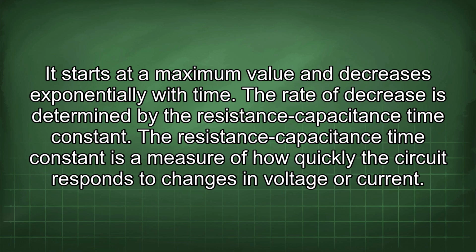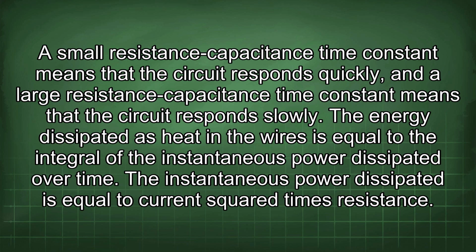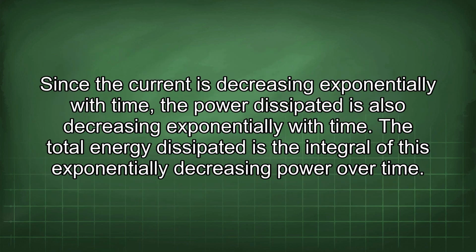The resistance-capacitance time constant is a measure of how quickly the circuit responds to changes in voltage or current. A small resistance-capacitance time constant means that the circuit responds quickly, and a large one means that the circuit responds slowly. The energy dissipated as heat in the wires is equal to the integral of the instantaneous power dissipated over time. The instantaneous power dissipated is equal to current squared times resistance. Since the current is decreasing exponentially with time, the power dissipated is also decreasing exponentially with time.